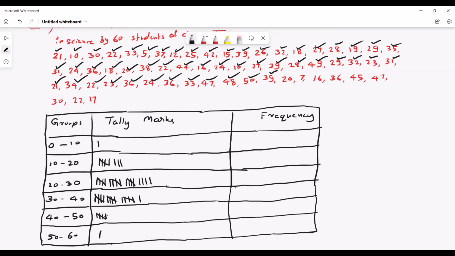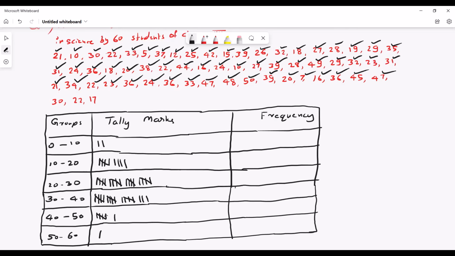So 39 is coming here. Next one is 20. 20 will go in the higher range, so the 20 to 30 group it will be coming. Already 4 is there, so this one will come as a cross line. Next one is 7. That will come in the first group. Next is 16. That will come in the second group. Next is 36. That will come in the 30 to 40 group. Next is 45. That will come in the 40 to 50 group.